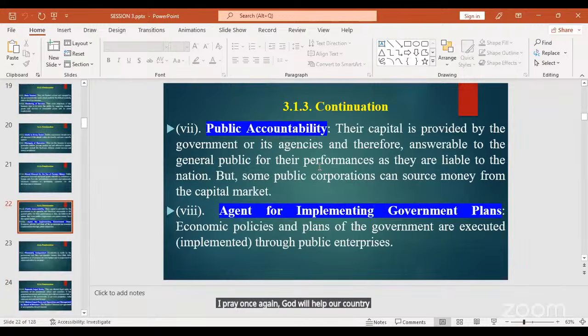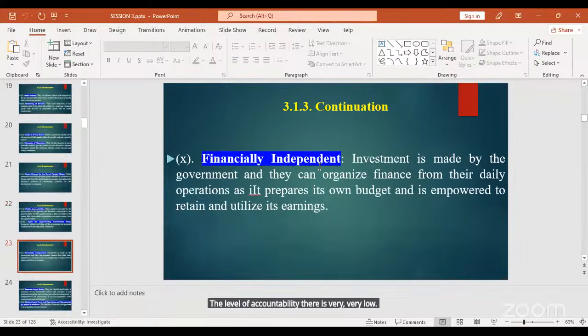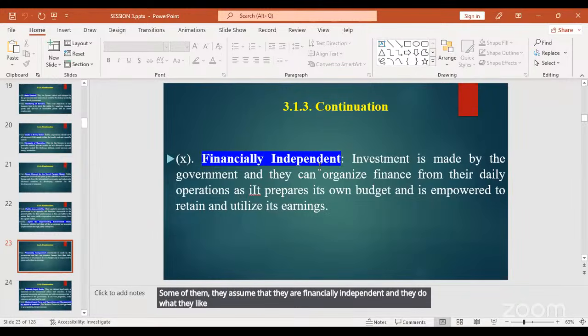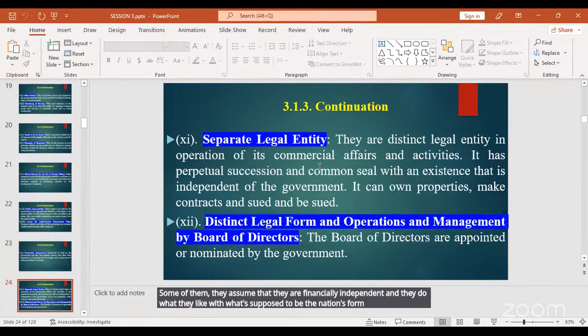The level of accountability there is very, very low. Some of them assume that they are financially independent and they do what they like with what is supposed to be the nation's funds.